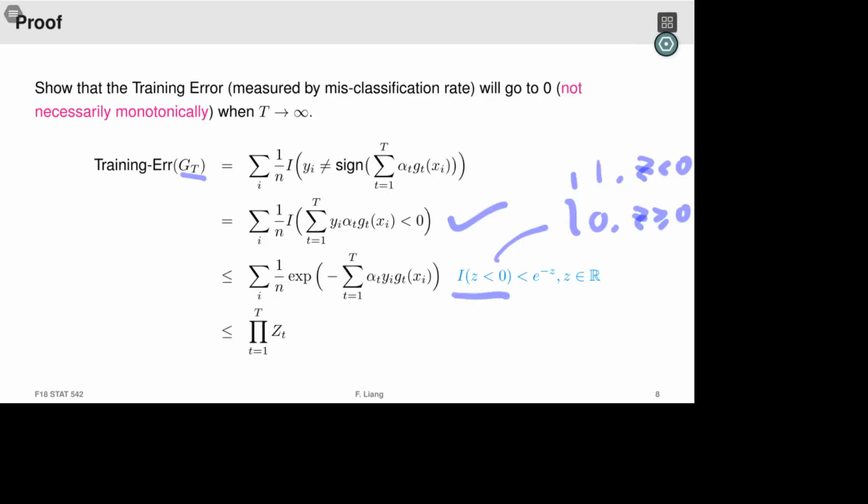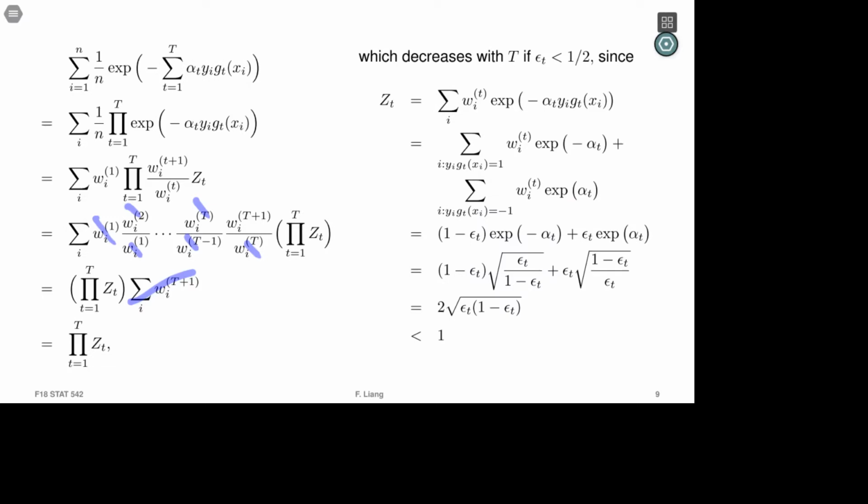I think the magic thing is this trivial upper bound for the indicator function. So you're going to find out that the training error is eventually upper bounded by the product of those normalizing constants. Now the thing is, what is a normalizing constant? I will show you that the normalizing constant for each of them is eventually less than 1.